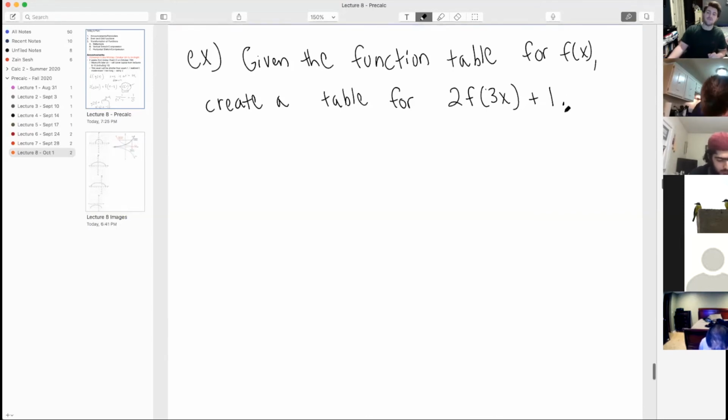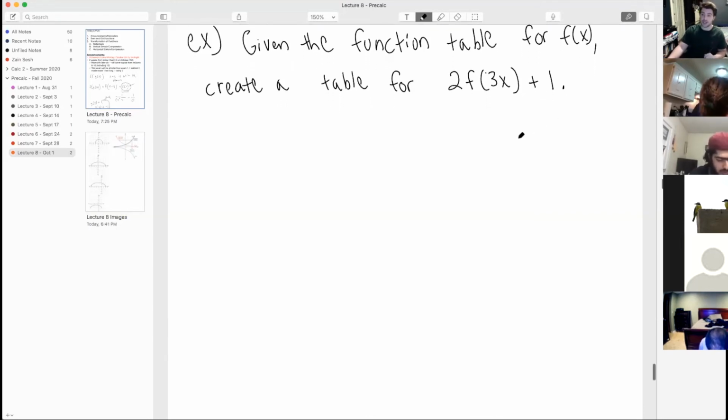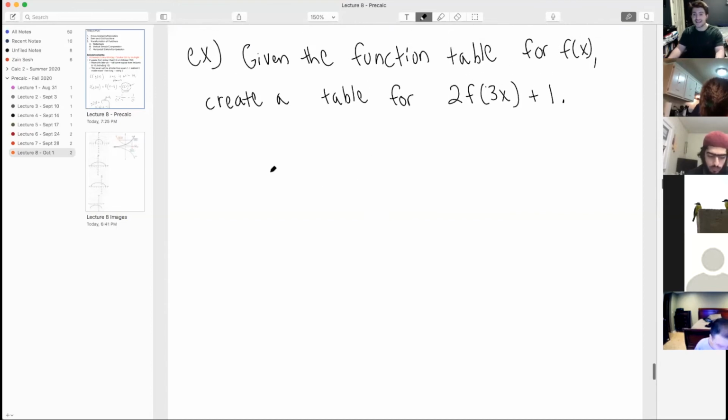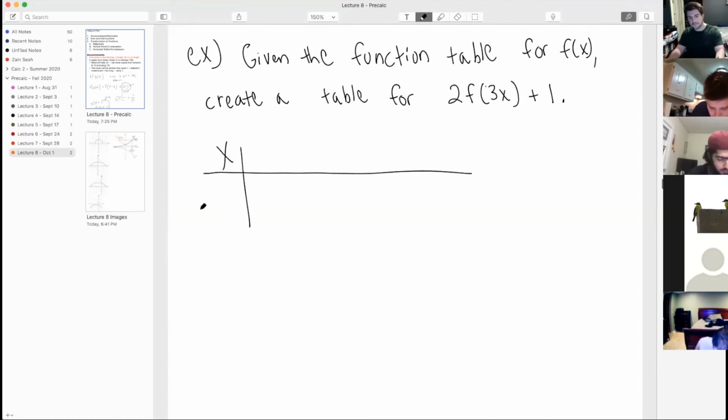All right, so we have multiple transformations going on here. So first I need to tell you the function table for f. So this is just given to you. It's 6, 12, 18. And the bottom row, the outputs, is 10, 14, and 15.